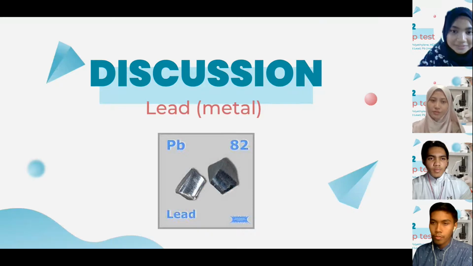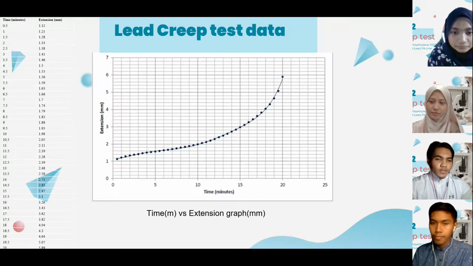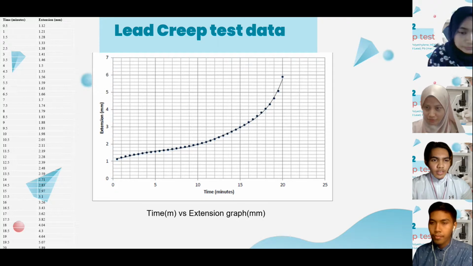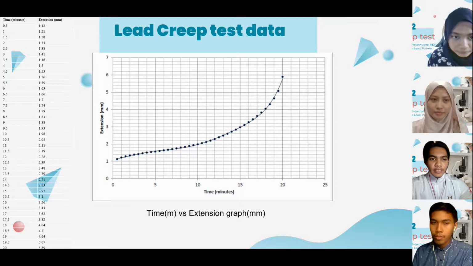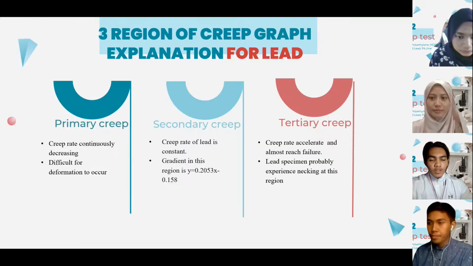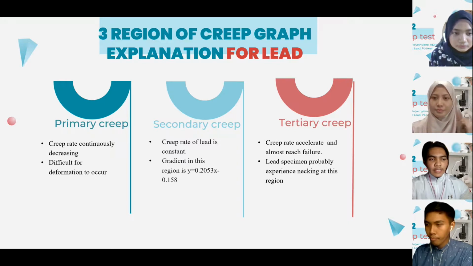I'll pass to Alif. I would like to explain the lead behavior during the creep test. First off, the data obtained from this creep behavior is a representation, the general figure of the creep graph, showing that the graph obtained is very accurate. Next, I would like to explain the three behaviors, starting with the primary region in this graph. First off, we have the primary creep.